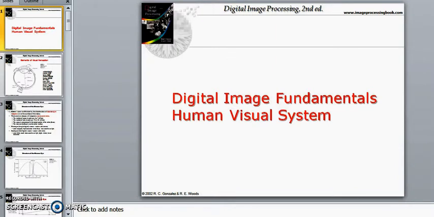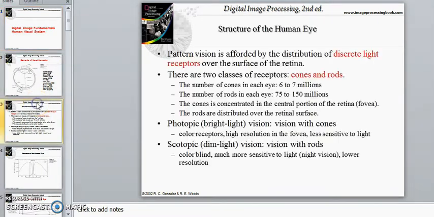In this lecture, we see the human visual system. The human visual system consists of two functional parts. First one, the eye, and the second, part of the brain. The eye functions as a biological equivalent of a camera, and the brain is somewhat complex as compared to image processing.